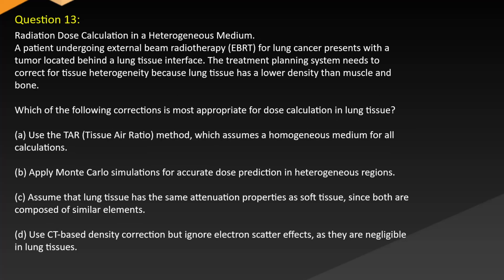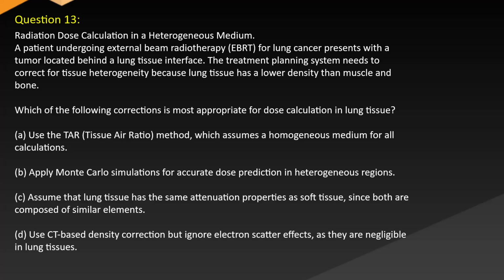Question 13. Radiation dose calculation in a heterogeneous medium. A patient undergoing external beam radiotherapy, EBRT, for lung cancer presents with a tumor located behind a lung tissue interface. The treatment planning system needs to correct for tissue heterogeneity because lung tissue has a lower density than muscle and bone. Which of the following corrections is most appropriate for dose calculation in lung tissue?